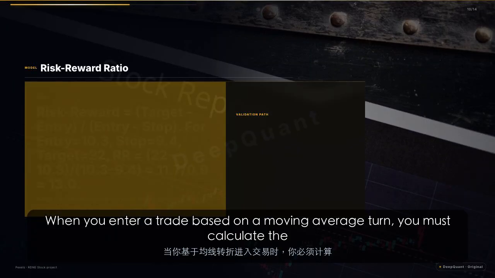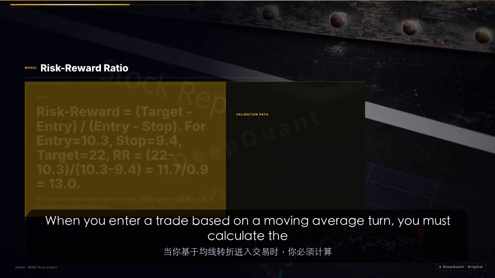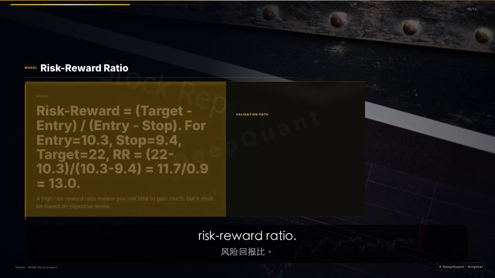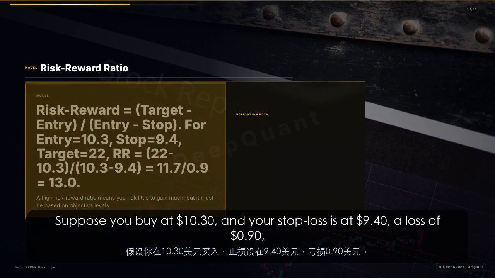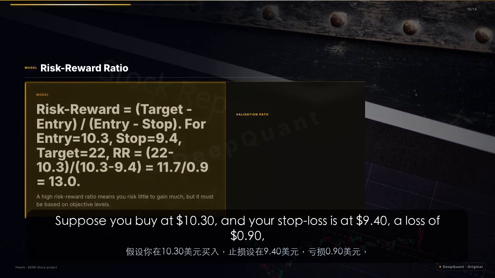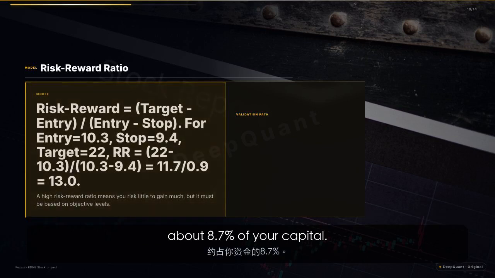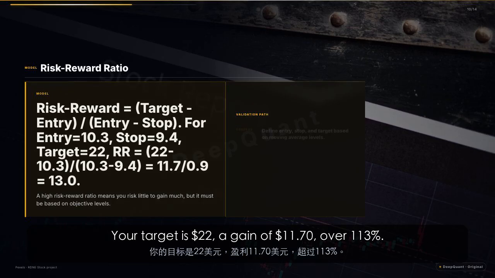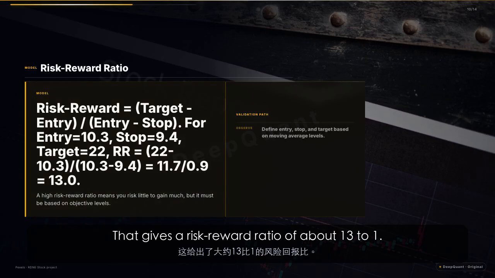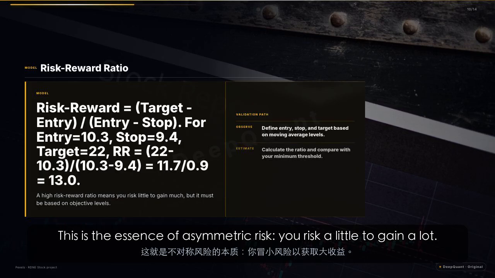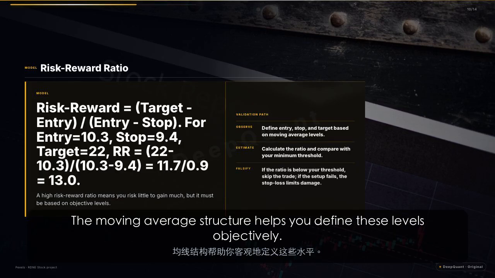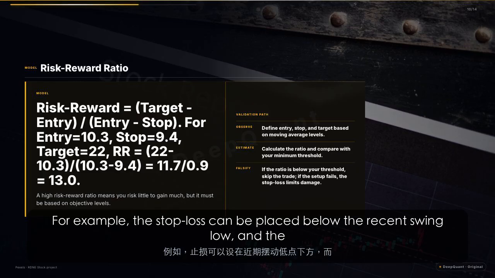When you enter a trade based on a moving average turn, you must calculate the risk-reward ratio. Suppose you buy at $10.30, and your stop loss is at $9.40, a loss of 90 cents, about 8.7% of your capital. Your target is $22, a gain of $11.70, over 113%. That gives a risk-reward ratio of about 13 to 1. This is the essence of asymmetric risk. You risk a little to gain a lot. The moving average structure helps you define these levels objectively.